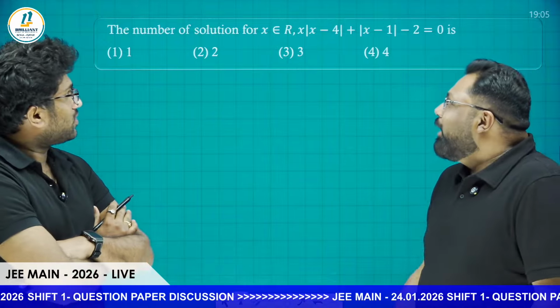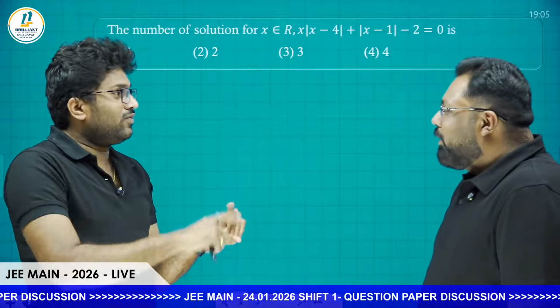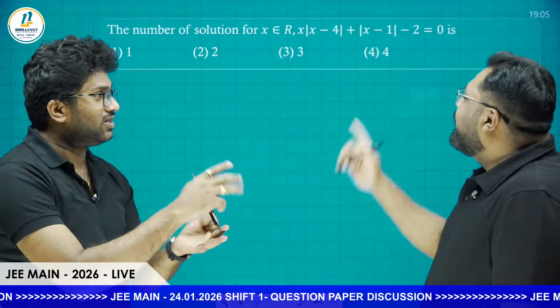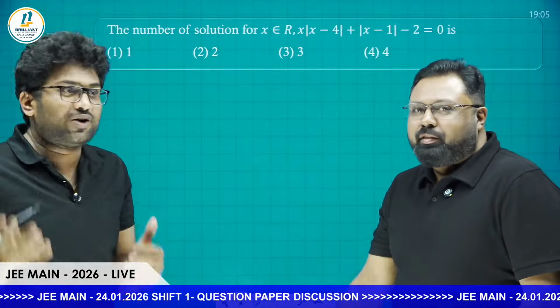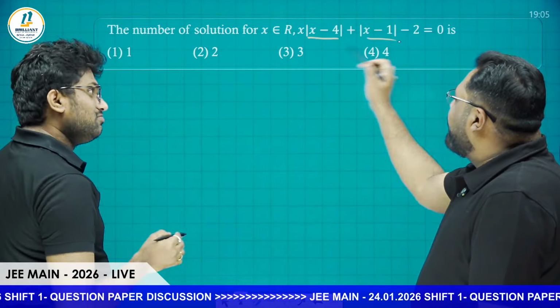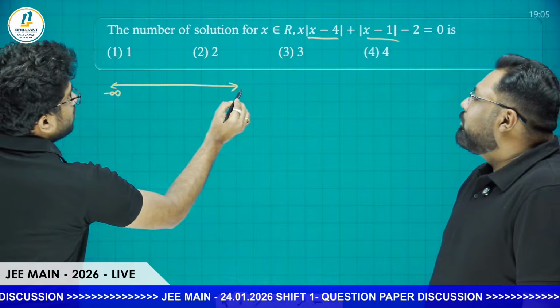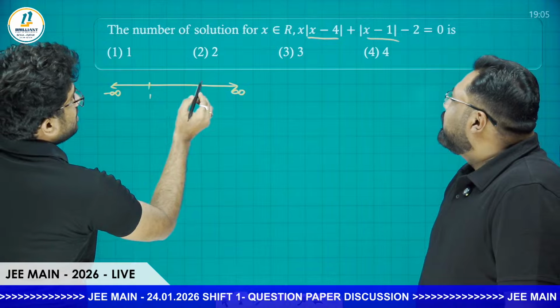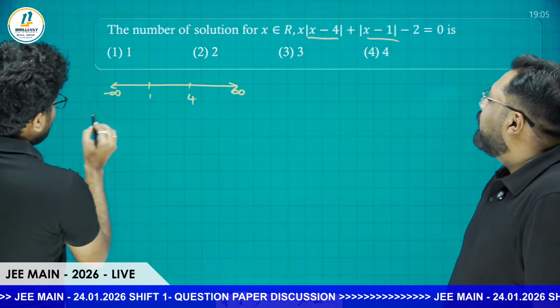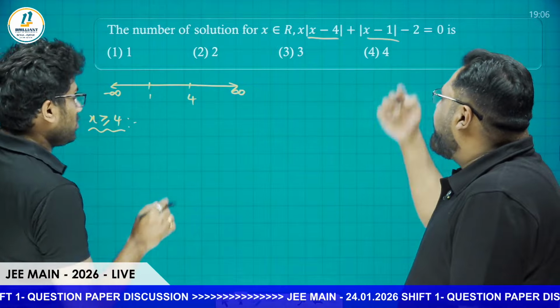The number of solutions for x belongs to the same again modulus type. We have seen in day 1, day 2, even yesterday also, sir. 3 days the same type of question have been asked. Modulus. But because the modulus is different, you have to split it. So we'll take the number line from minus infinity to plus infinity as 3 parts. 1, 4. Suppose if we take x greater than or equal to 4, both will be positive.